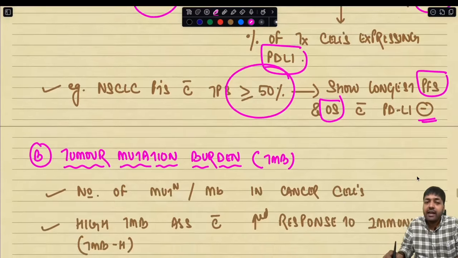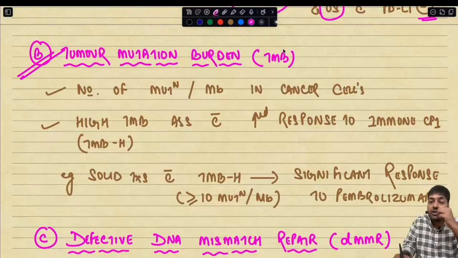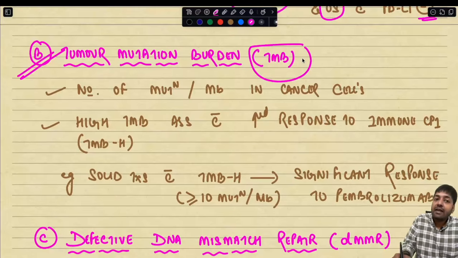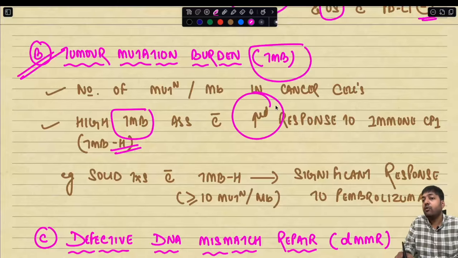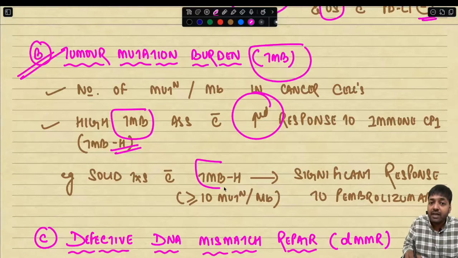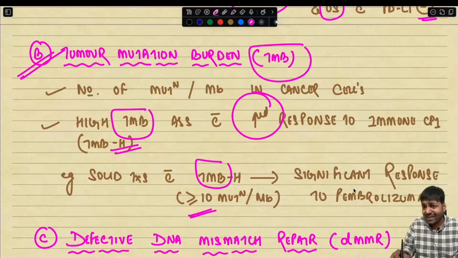Okay. The second important deciding factor is the tumor mutation burden, TMB. It is defined as the number of mutations per megabase in cancer cells. High tumor mutation burden, called TMB-H, is associated with increased response to immune checkpoint inhibitor therapy. Example, solid tumors with a high TMB, that is more than or equal to 10 mutations per megabase, show a significant response to pembrolizumab.